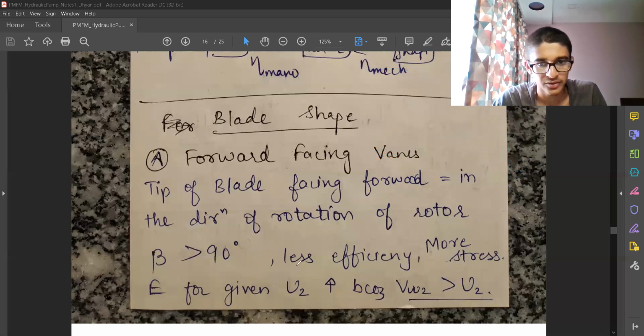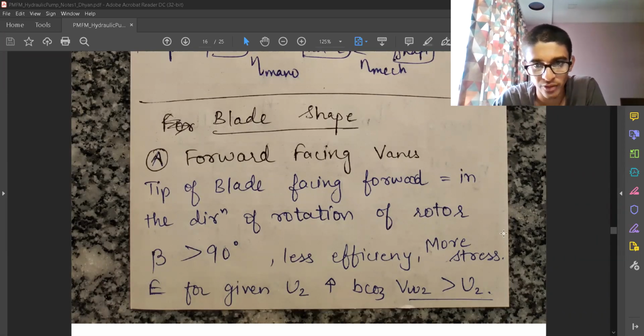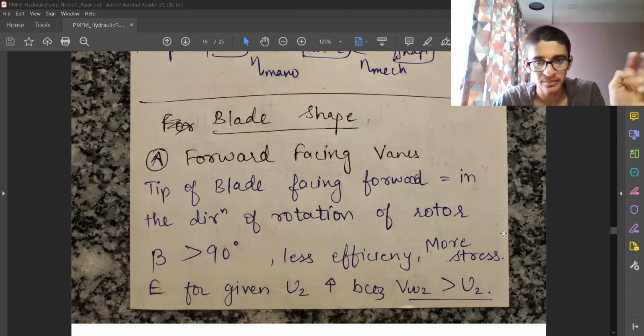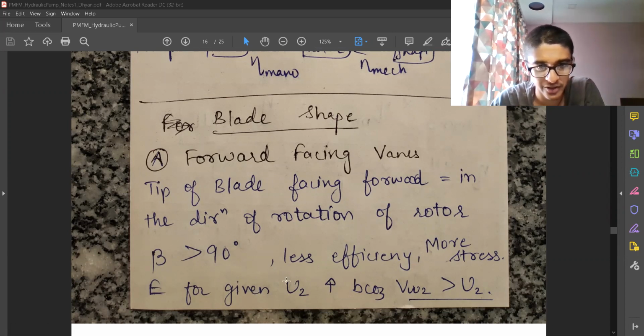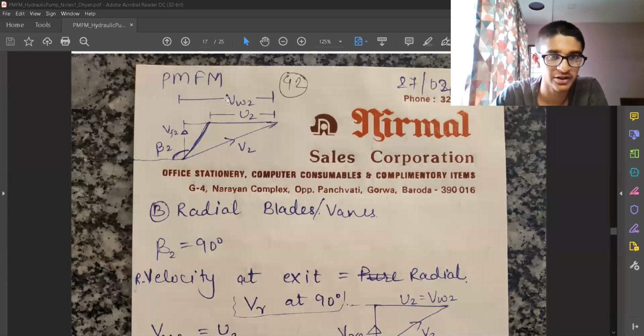And these are all related to the velocity triangles, so you must remember the velocity triangles at all times. They are less efficient, and there is more stress on them, meaning more bending stress. The energy imparted is increasing, because VW2 is greater than U2. This will make sense when we see the velocity triangle.